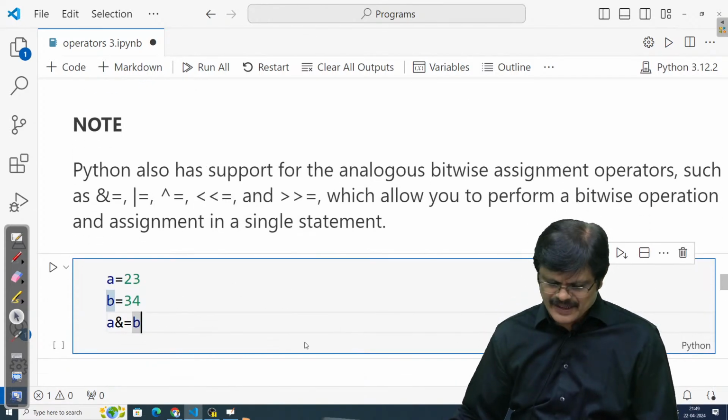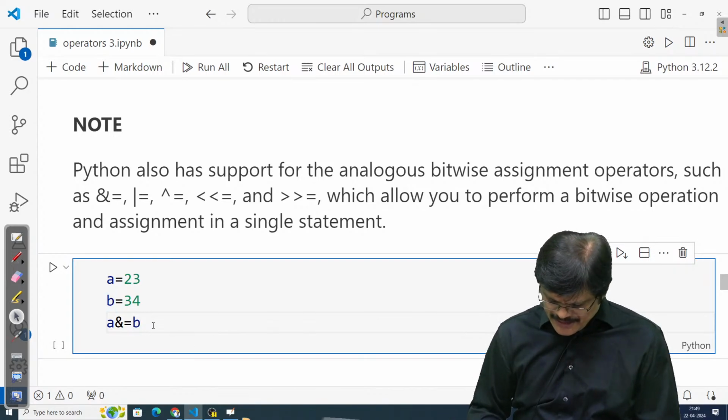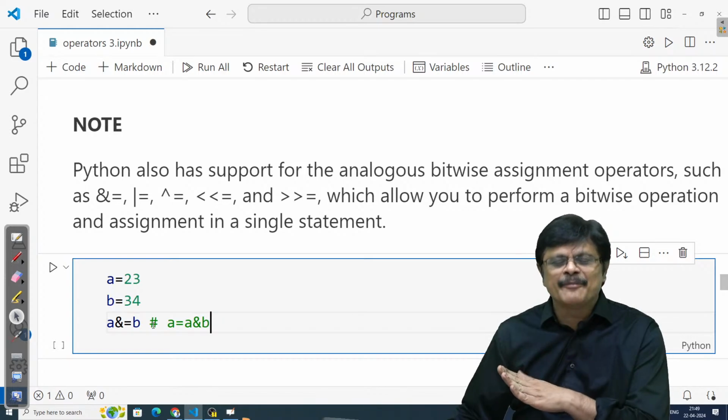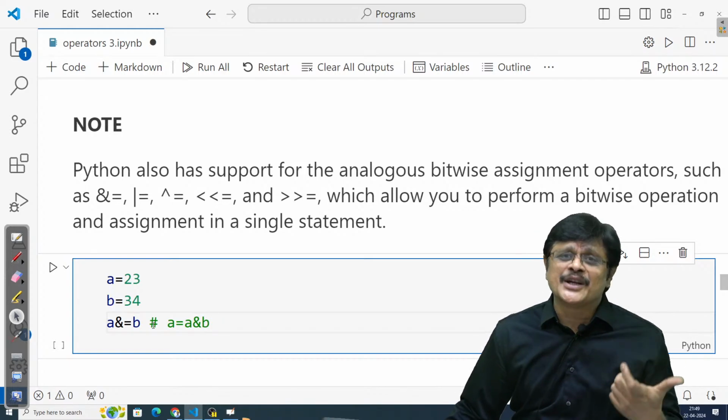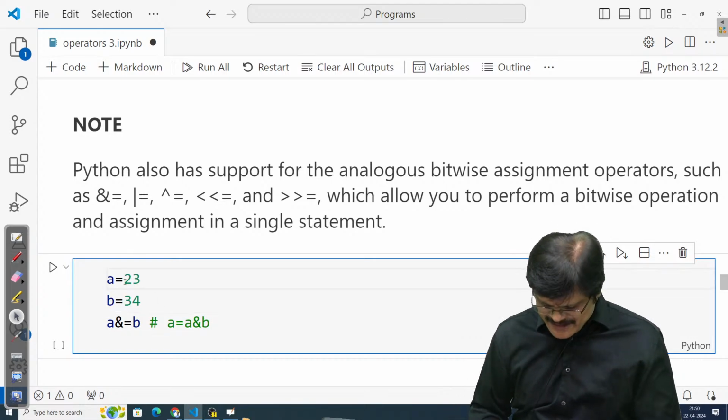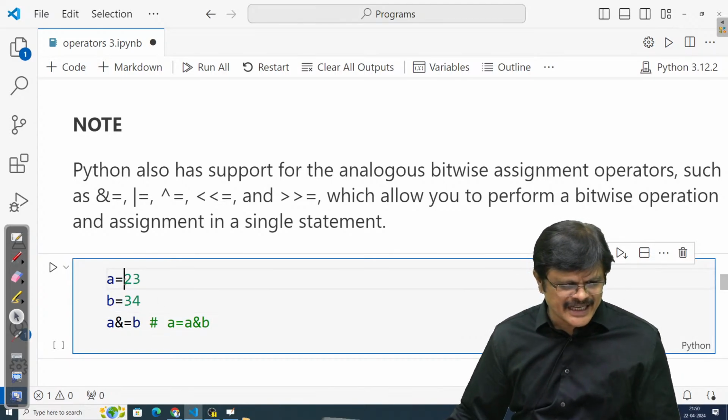Please note that. What is actually happening here? We are actually doing a is equal to a bitwise AND b. So the result of a bitwise AND b is assigned to a. Am I clear? That result is assigned to a. If you want, you can see the binary representations, then you can easily understand this, my dear friends.